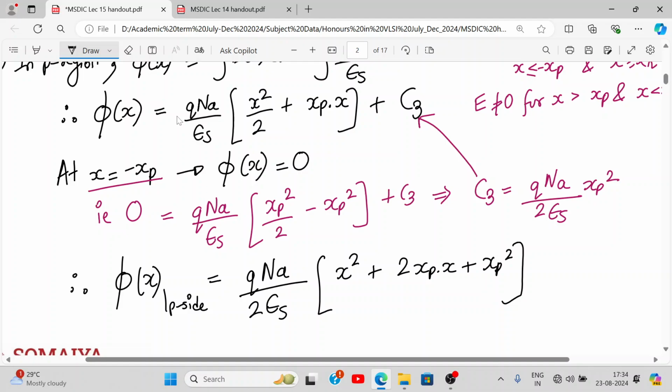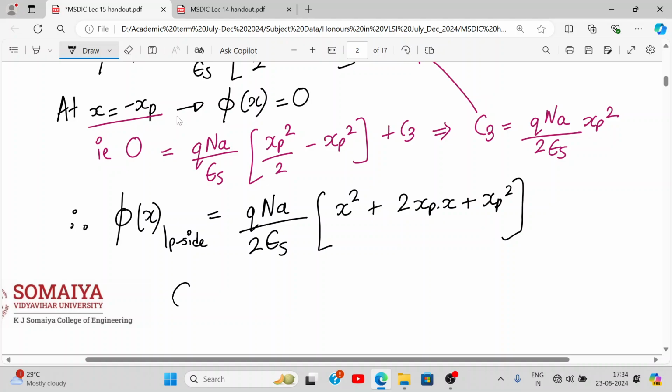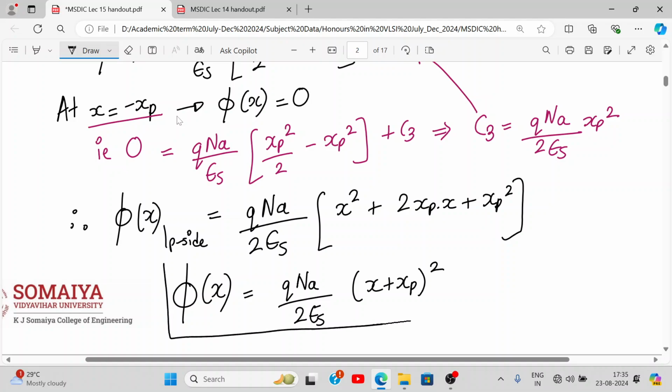I've skipped one step. I've taken qNA upon 2 epsilon s common. So inside I'll get x square because 2 is outside. Got it? So what is inside term? a square plus 2ab plus b square. Correct now? Yes or no? So what do we get? qNA upon 2 epsilon s, this is x plus xp the whole square. This is quadratic, right? So this is my potential valid between minus xp.